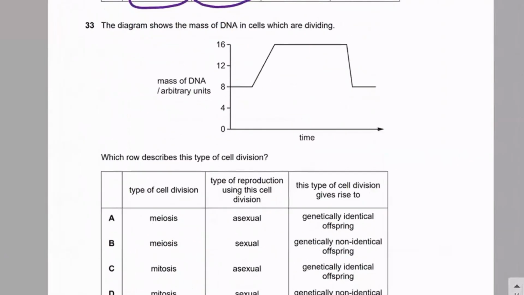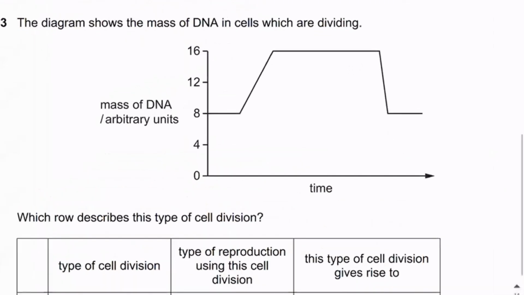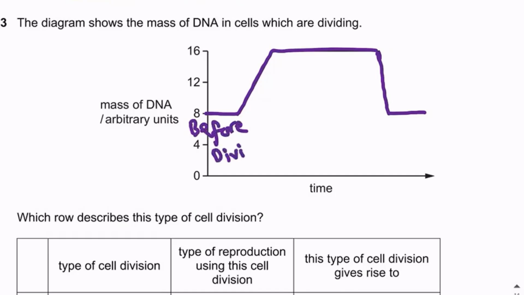MCQ number 33. The diagram shows the mass of the DNA in cells which are dividing. Which row describes this type of cell division? Okay, so what do you observe? That initially the mass of DNA was 8, then it doubled, and then it returned back to the same number, that is 8. So before division, the mass of the DNA was 8, and after division, the mass of the DNA is still 8. It means there is no change in DNA or chromosome number.